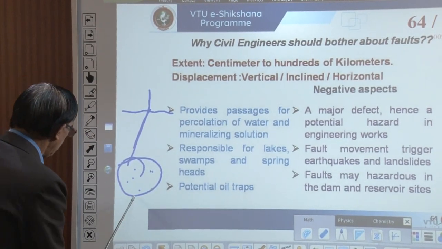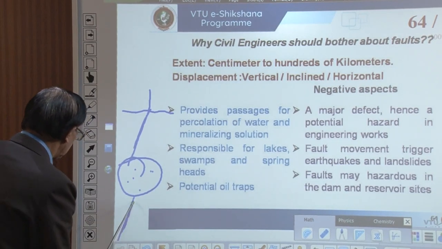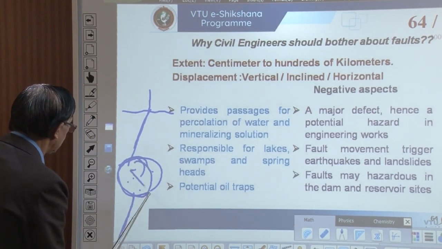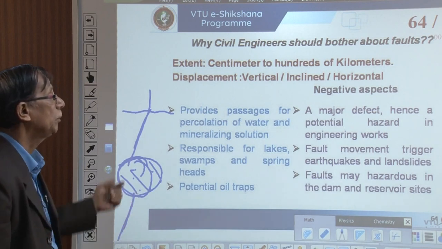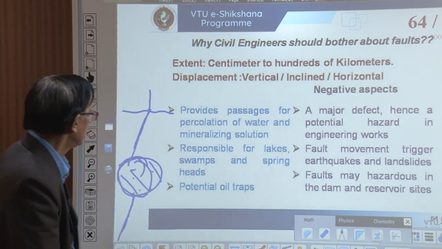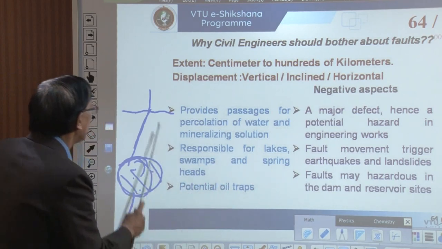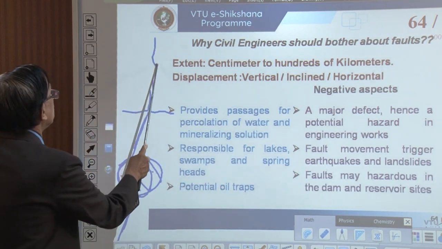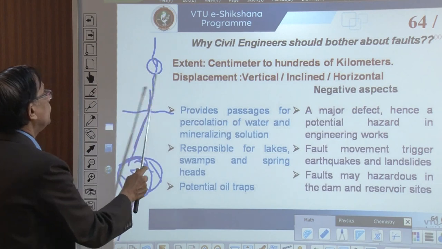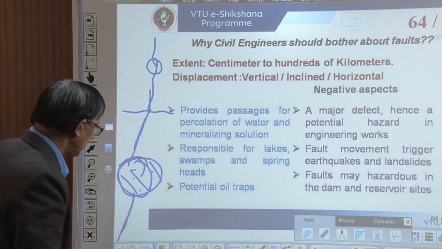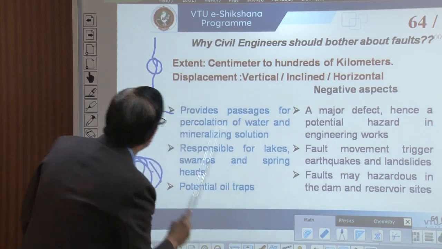If there is a fault from depth, and some solution can come and deposit some minerals here, they help form mineral deposits. Yes, faults are also responsible for lakes and swamps. These are developed along a river bed. If there is a fault locally somewhere here, we can have a pond, for example. I will give you an example.